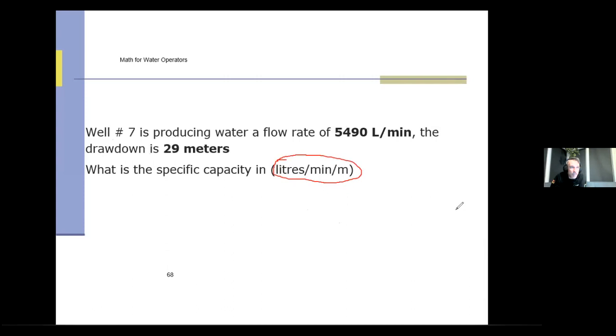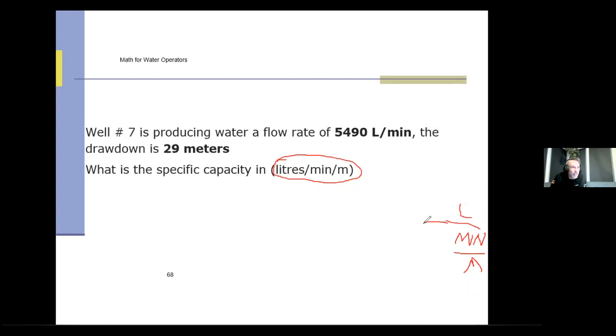So I'm going to go to the right side of your page. And trust me, this will work and you'll never think about this the same again. So you go liters over minute, and I'm doing this with my mouse, so I apologize for my penmanship, over meters. And that's going to be what your answer's in. Stack them like that, okay?